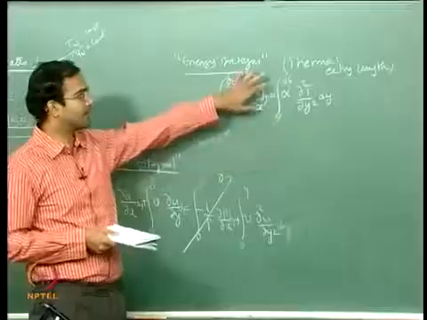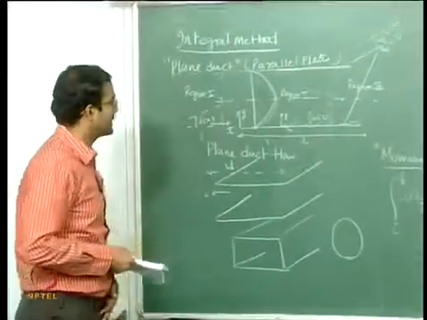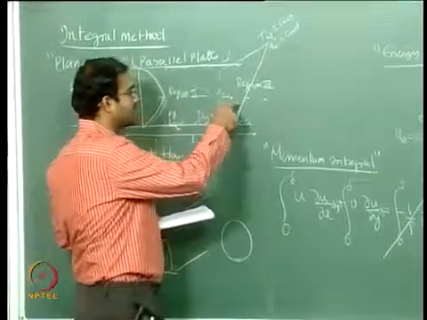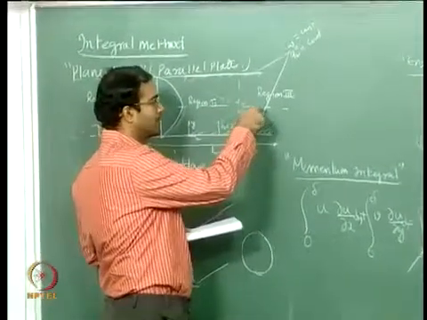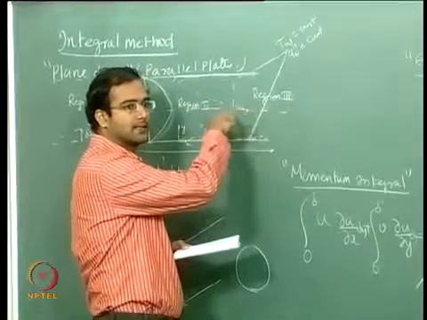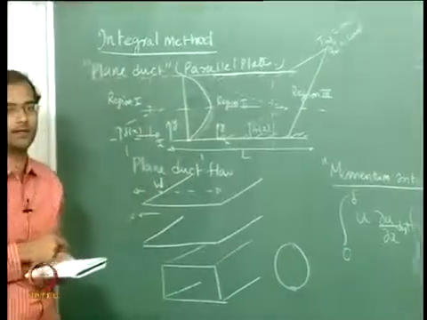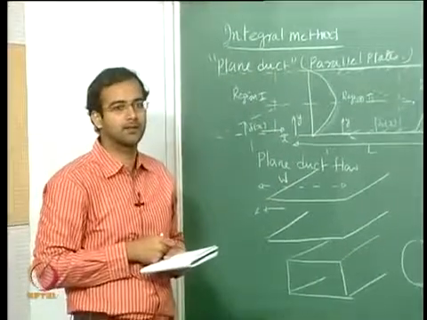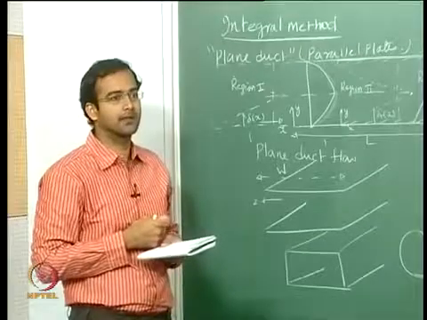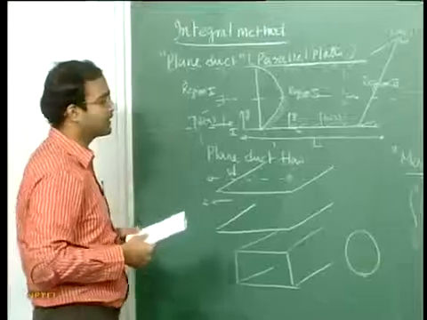So this is perfectly valid as far as the thermal entry length is concerned, and once again you should be careful that you cannot reach the solution of region 3, that is the thermally fully developed region, as an asymptotic solution to the integral method, because this is not valid in that particular region. The energy integral is not valid in that particular region. So this is what we can say about the integral method.